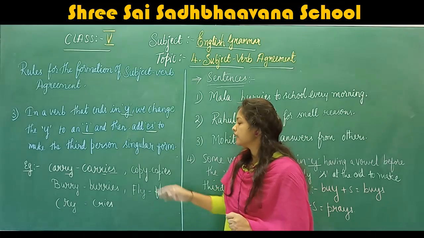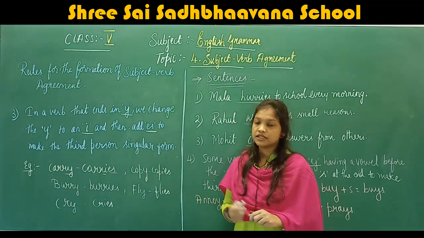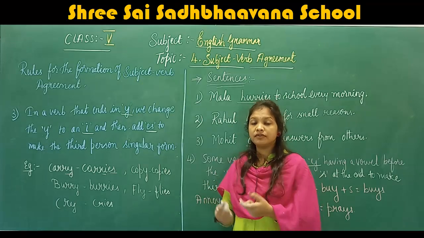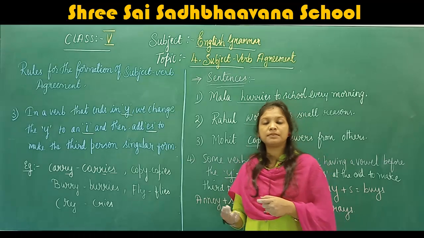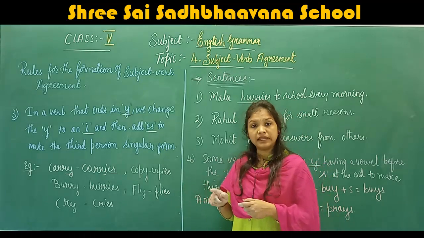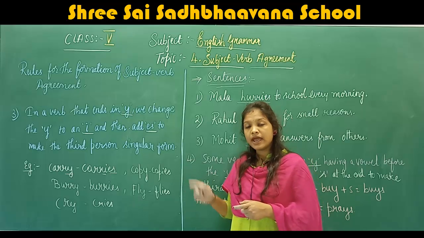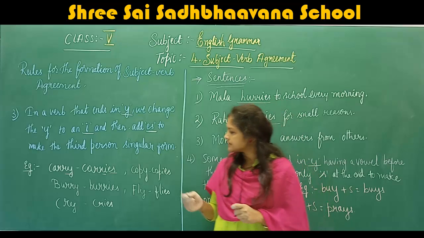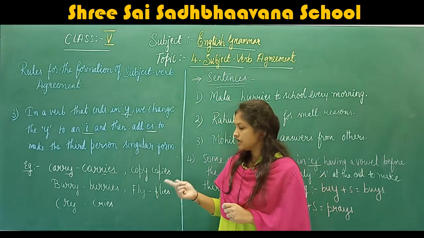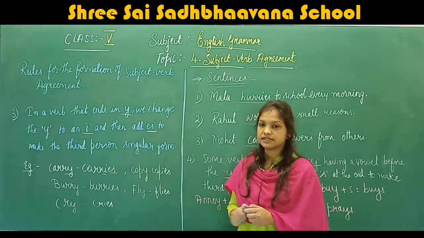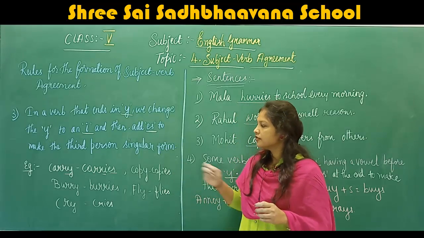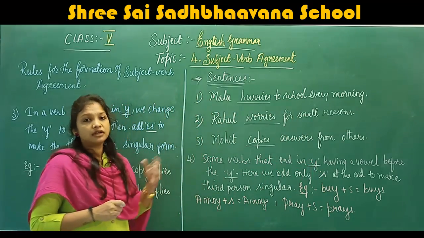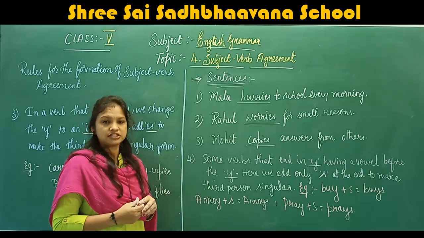Understood, children? Similarly, copy, copies. When we are converting the verb copy into third person singular, we have removed the letter y and added i and es. Copies. Next, bury, buries. Cry, cries. Fly, flies. Understood, children? So these are a few examples. Next, in the sentences, how we have used the third person singular form.